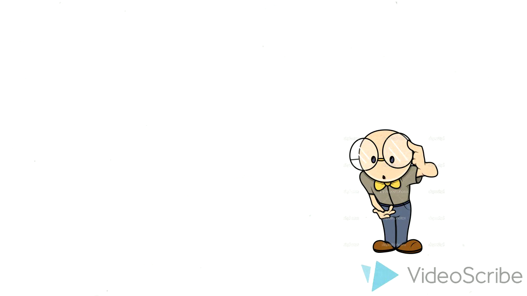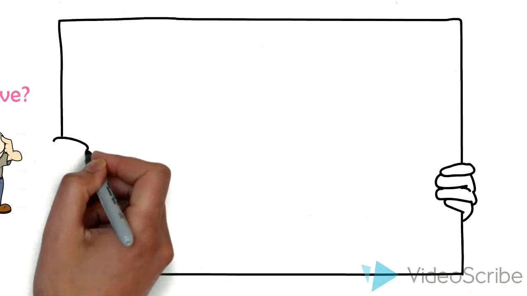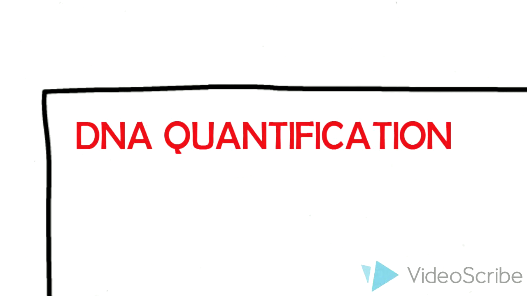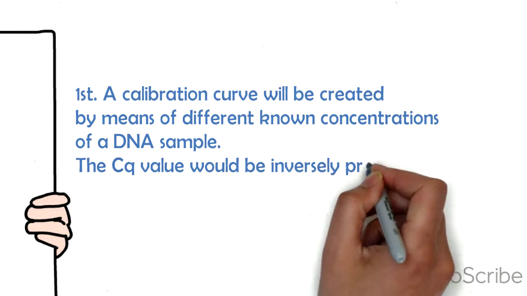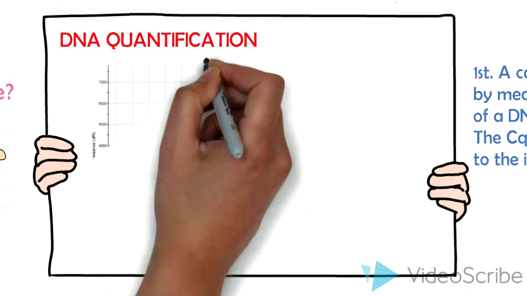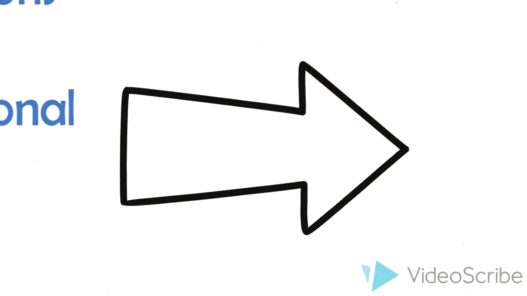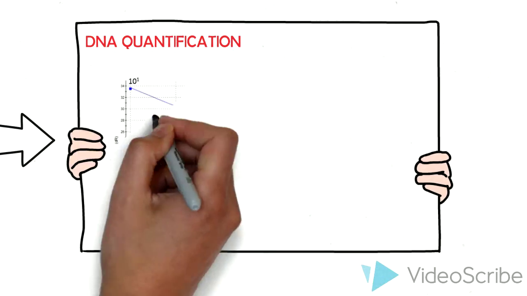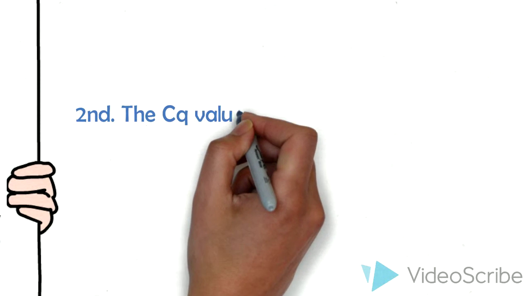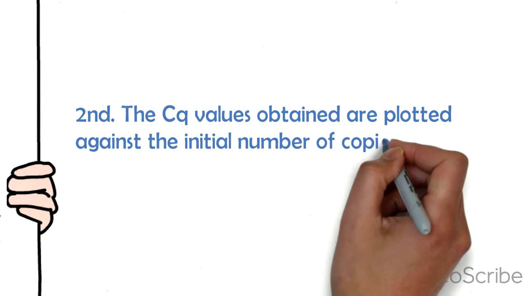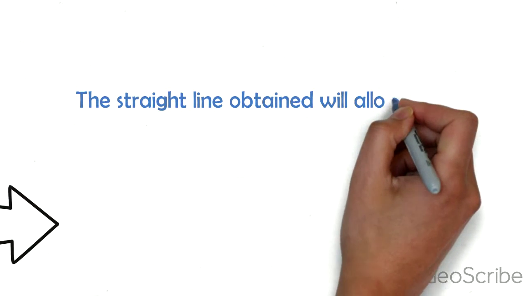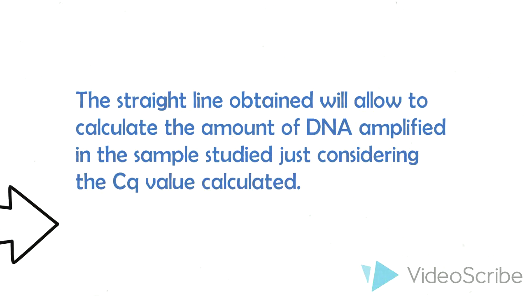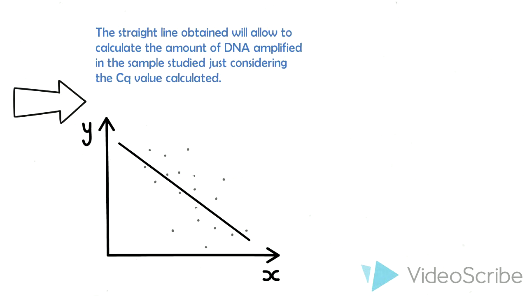But how much DNA do I have? To quantify the amount of DNA that has been amplified, a calibration curve will be created by means of different known concentrations of DNA sample. The CT value is inversely proportional to the initial DNA concentration. Afterwards, the CT values obtained are plotted against the initial number of copies per microliter. The straight line obtained will allow us to calculate the amount of DNA amplified in the sample under study, just considering the CT value calculated.